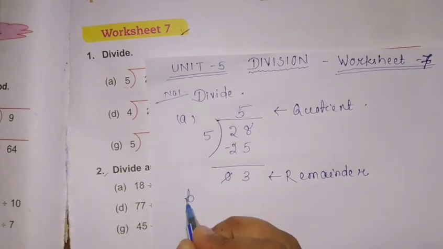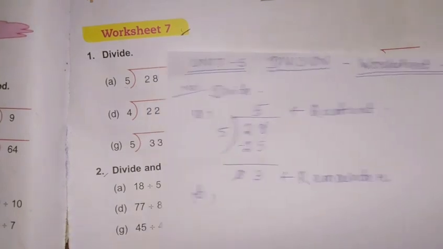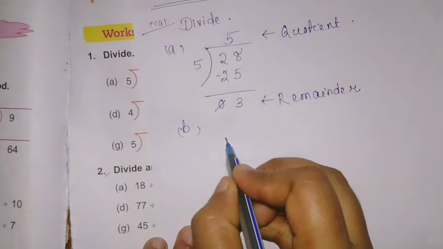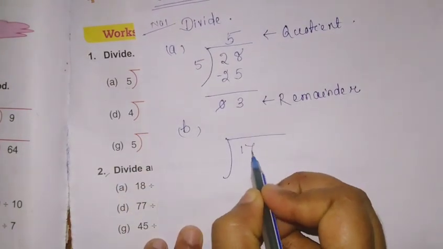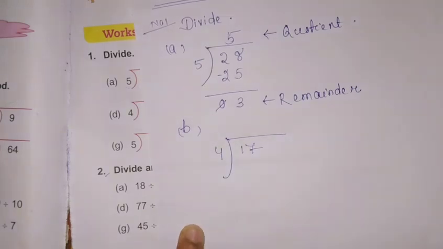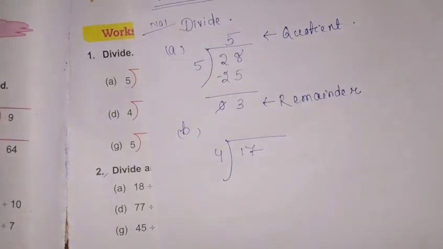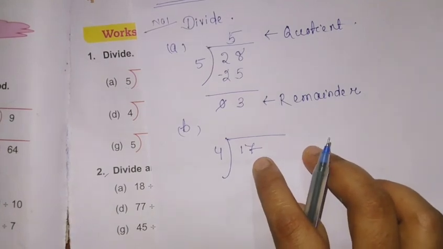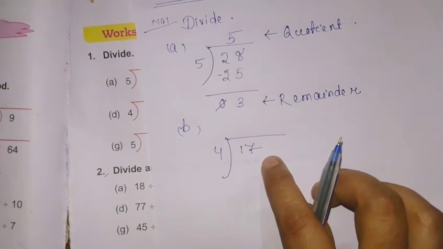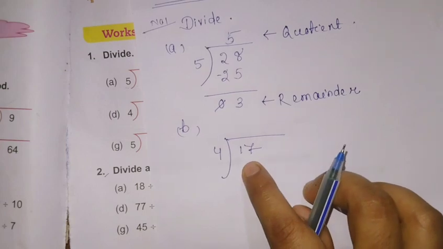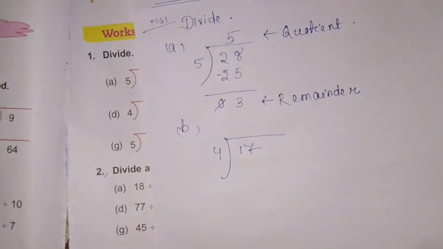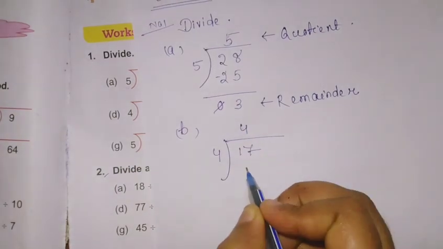Now we solve point B. 17 divided by 4. First, we recite the multiplication table of 4 till we get 17. We will not get 17 in the table of 4. So we recite till you get the number which is just less than 17. So we write 4 4s are 16.